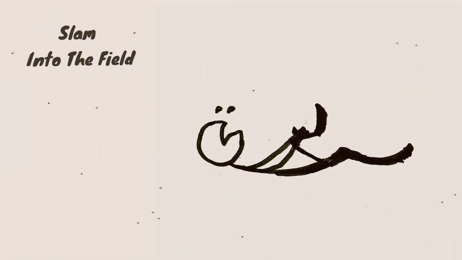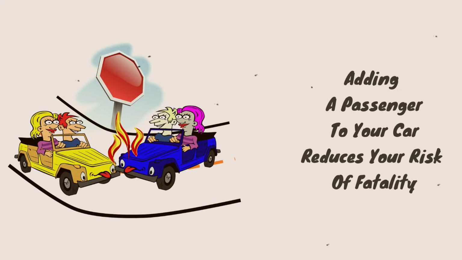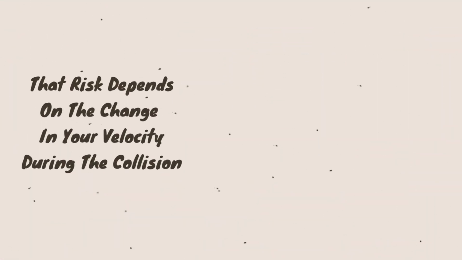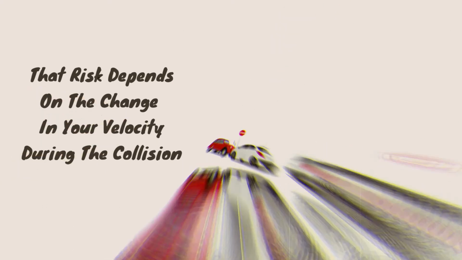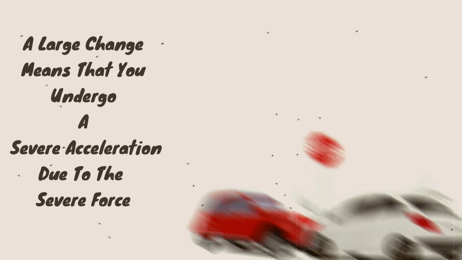Data collected about head-on car collisions indicate that adding a passenger to your car reduces your risk of fatality. That risk depends on the change in your velocity during the collision. A large change means that you undergo a severe acceleration due to a severe force.